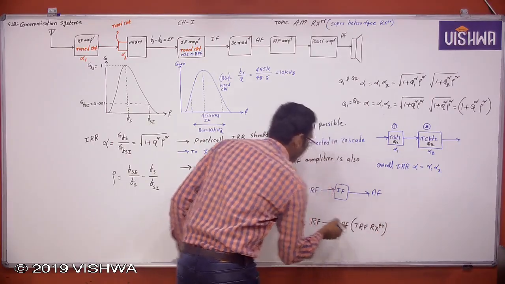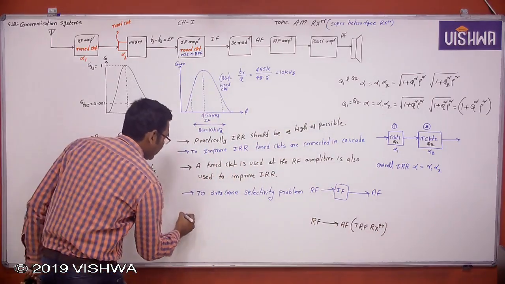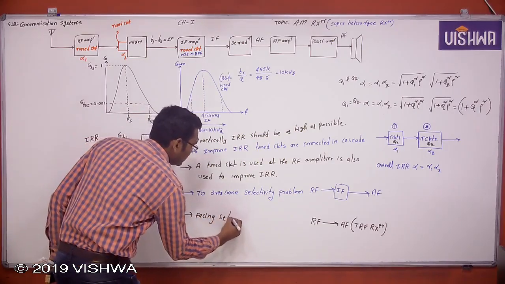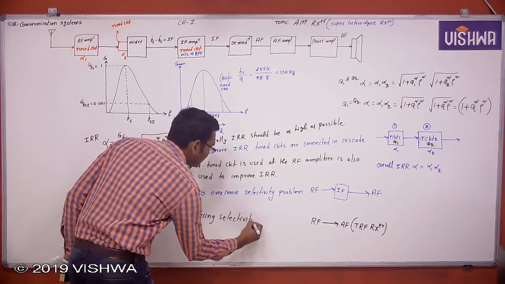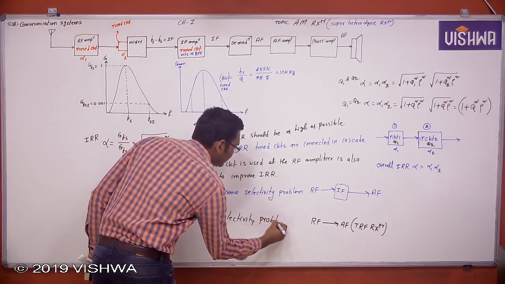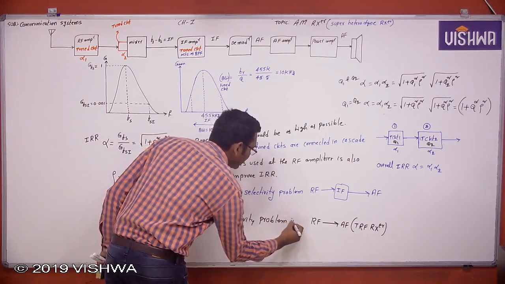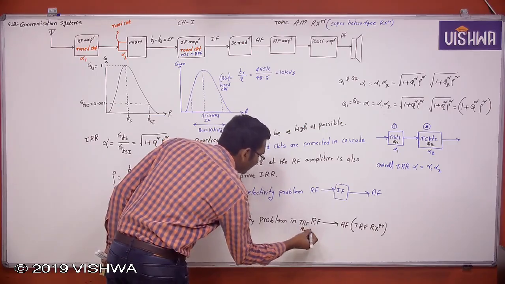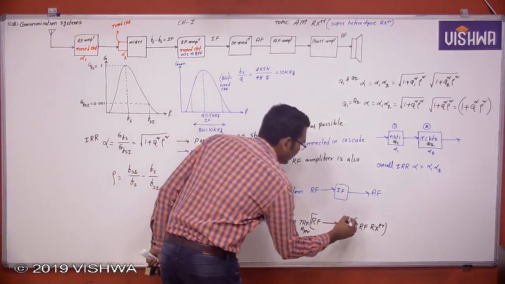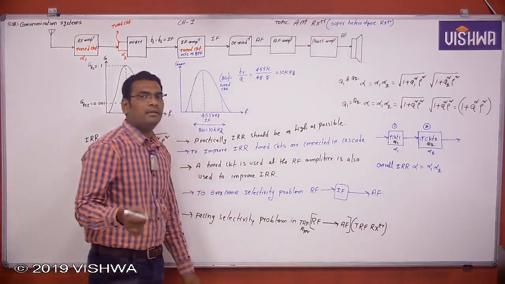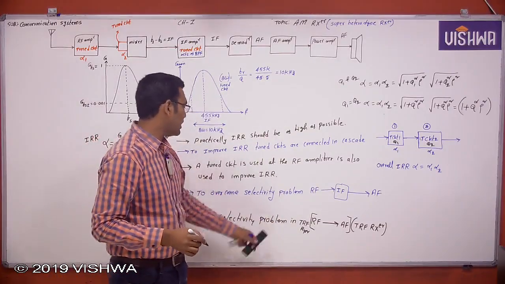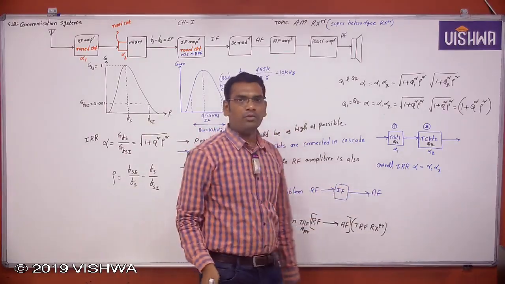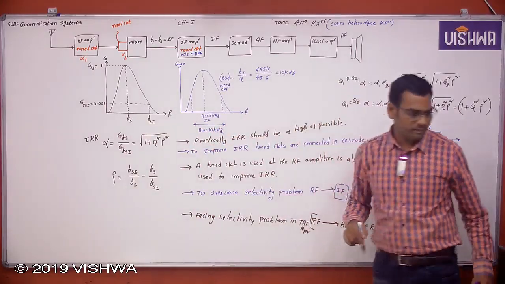But what is the problem we are facing in the TRF receiver? The selectivity problem, where RF goes directly to AF. There is a tuned circuit problem. So to avoid that selectivity problem, RF now has an intermediate stage, IF. Okay, no doubt.